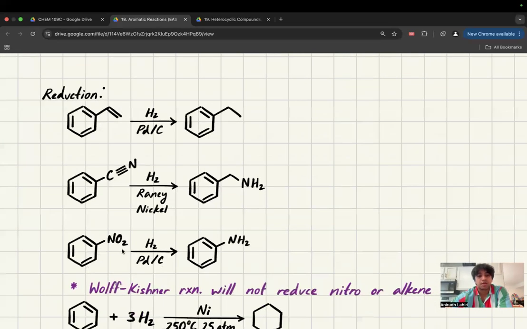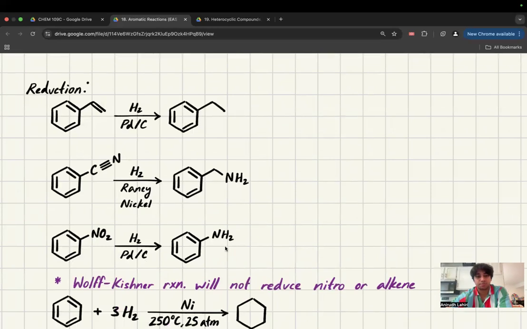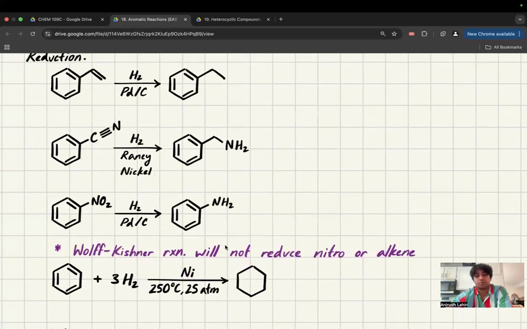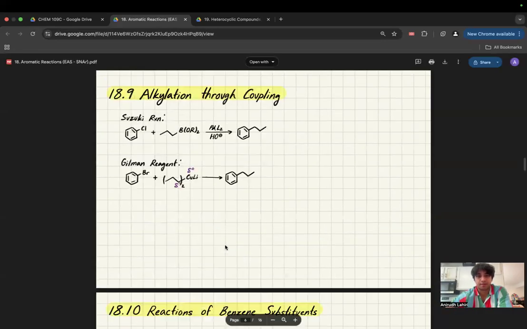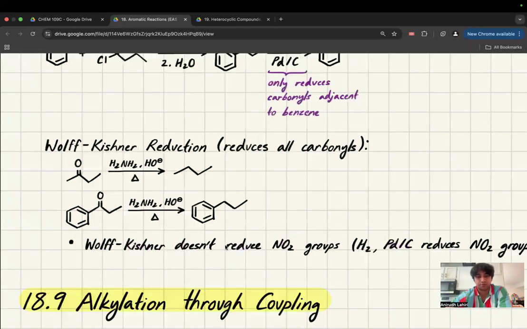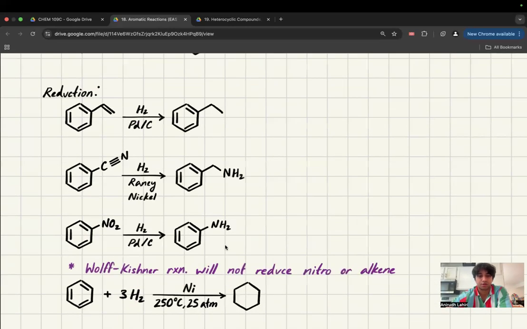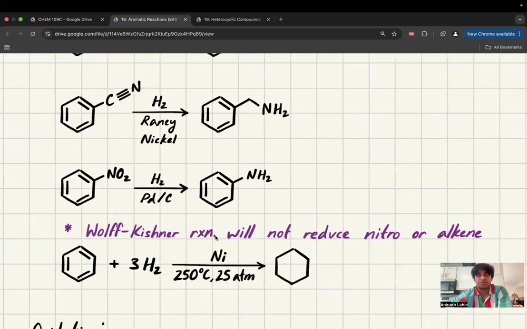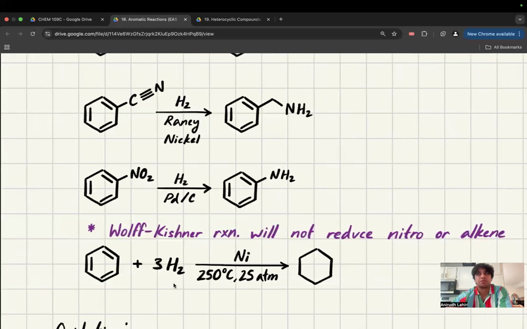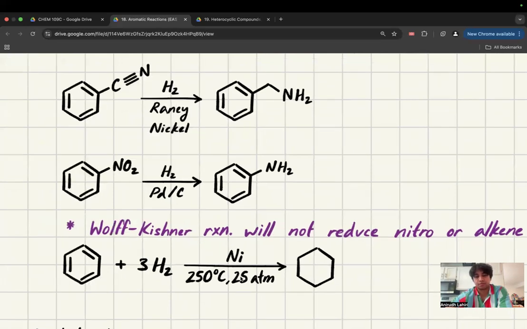H2 palladium and carbon will reduce a nitro group all the way down to NH2. It's important to note here that Wolff-Kishner reductions will not reduce nitro or alkene groups. So again, that's a good question to ask. They reduce carbonyls, but they cannot reduce those specific groups. Okay. This I believe is the only way that you'll learn to reduce a benzene all the way down to a cyclohexane. And it makes sense that you'd use nickel, you'd use really high pressure and very high temperature, just because benzene is a very, very stable compound.